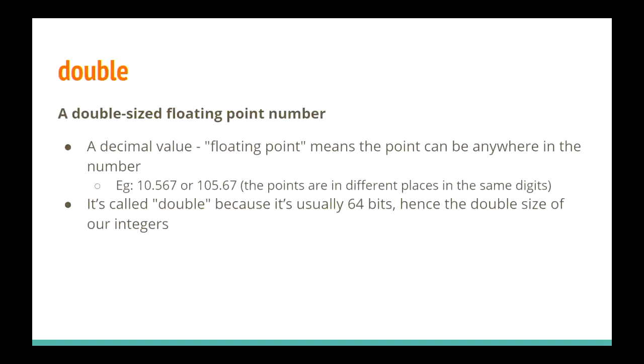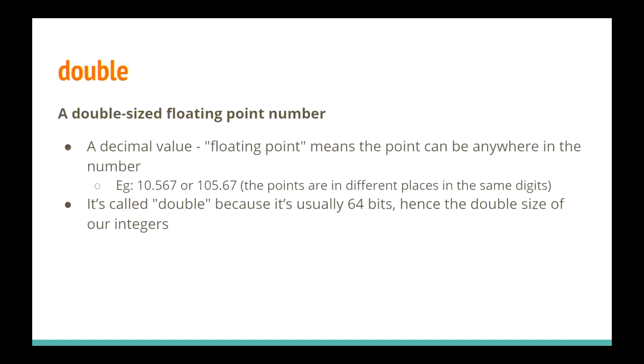Doubles are floating point numbers. Floating point means they have a decimal point somewhere in the number. So for example, here I've got two numbers up there, 10.567 or 105.67. You can see that the actual digits we're storing are exactly the same in those two numbers, but we've just moved where the point goes in amongst the digits. And that's why this thing is known as a floating point number.